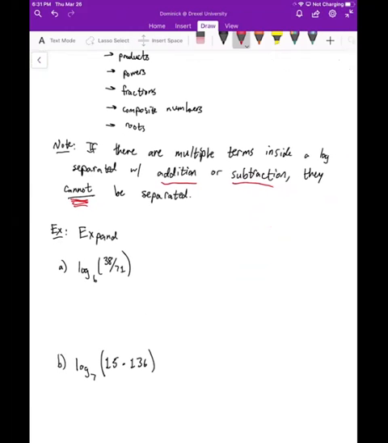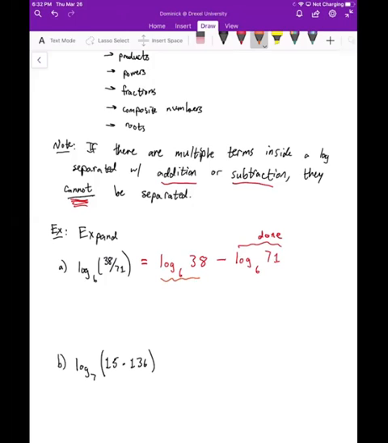So in this first one, of course, we see right away that we have division, so we can separate them by the quotient rule with subtraction. We could say this is log base 6 of 38 minus log base 6 of 71. Now, I believe that 71 is prime, so we're not going to be able to do anything with this one. So this one is done.